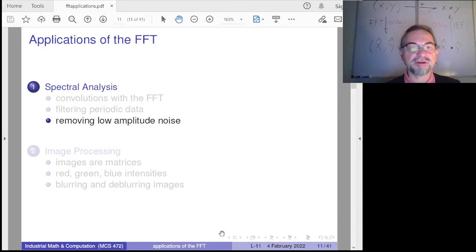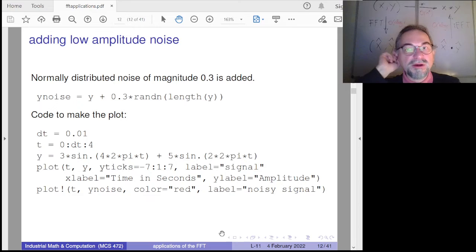Alright, so we did a spectral analysis. What good is this now? Well, let's add some low amplitude noise. To the original signal, we add some normal vectors. Sometimes it will be less, sometimes it will be plus. The normally distributed numbers give us an average mean of 0. We scale that down, we multiply by 0.3. And we make the same plot. So to the plotting instructions, we add the plot of the noisy signal.